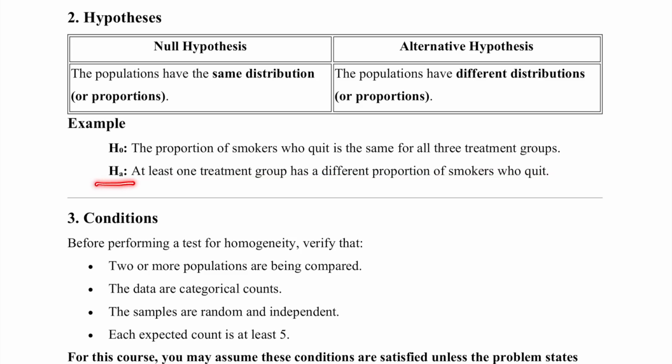Notice that the alternative hypothesis does not say every group is different. It only says that at least one group differs. A common mistake is writing the alternative hypothesis as all populations are different. Instead, remember, the alternative simply says that at least one population has a different distribution.